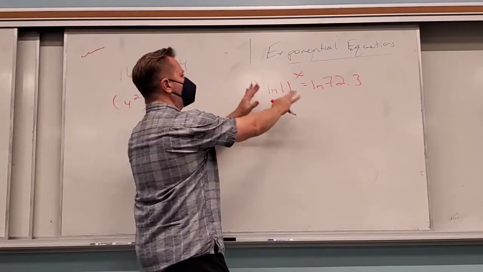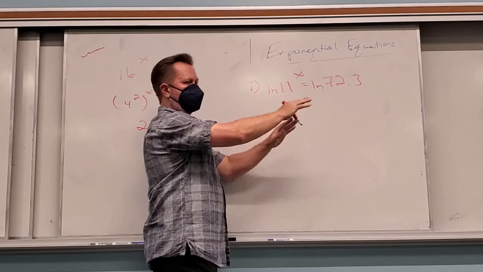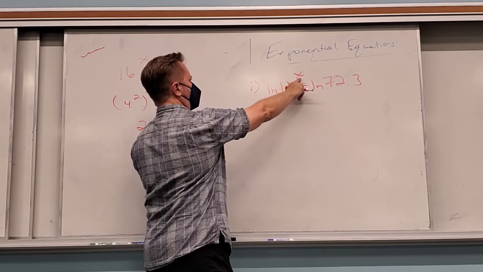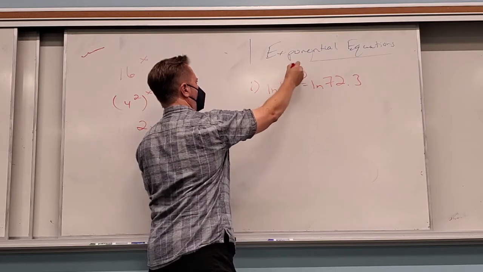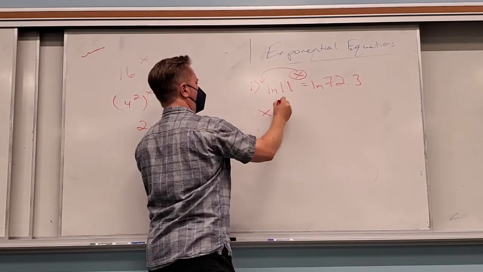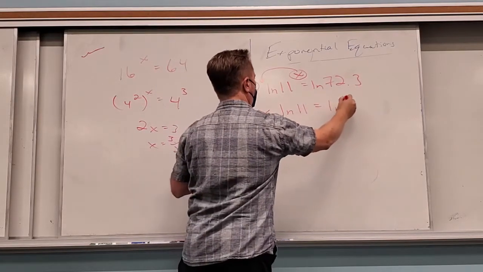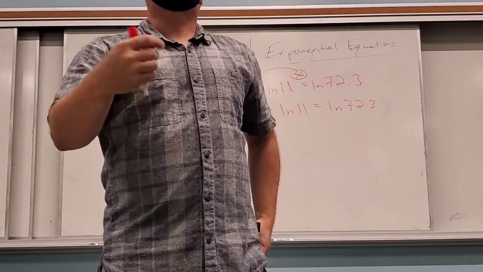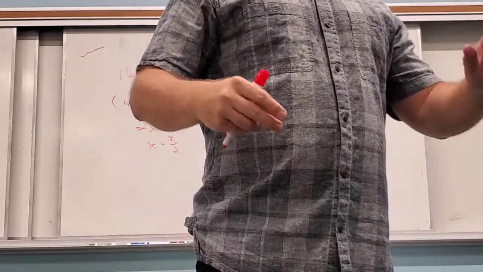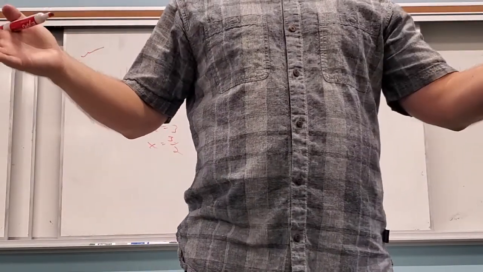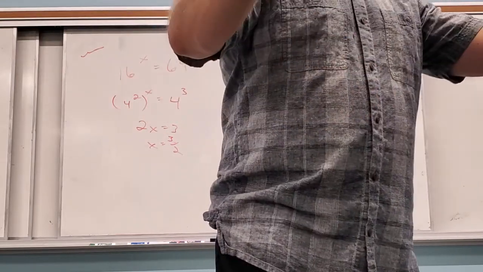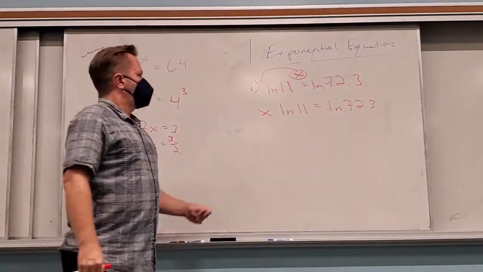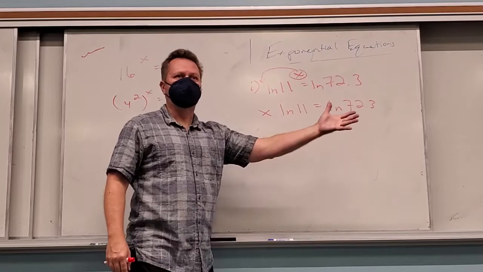So now that I've done this, what am I able to do? What can I do with this? Not get rid of it. Bring it down. What is the natural log of 11? It's a number, correct? It's a number like 2. It's not as pretty as 2, but it's a number. That's all it is, correct? Same with natural log of 72.3, right? So I basically have 2x equals 7 or something.